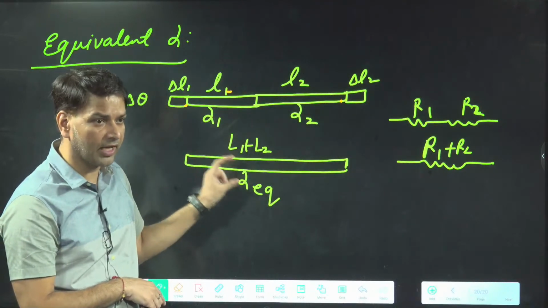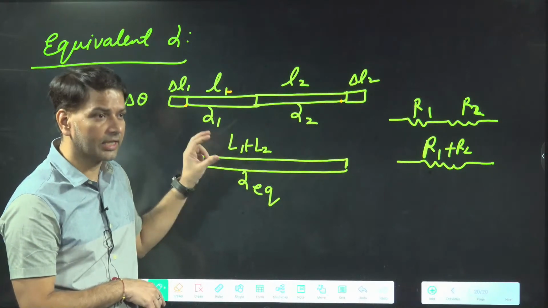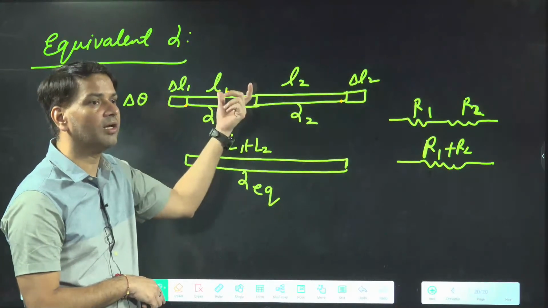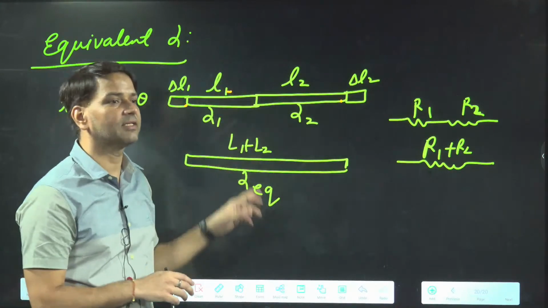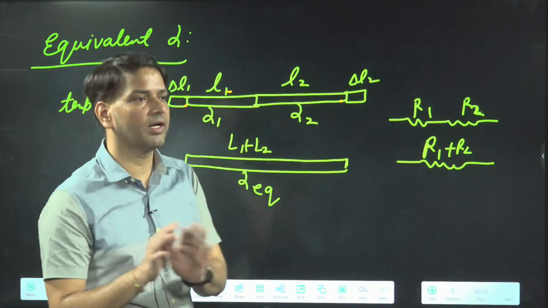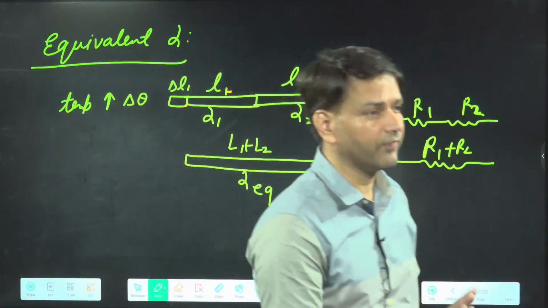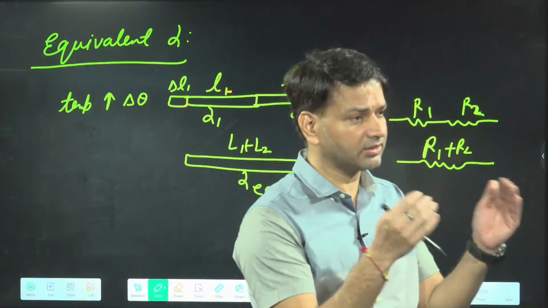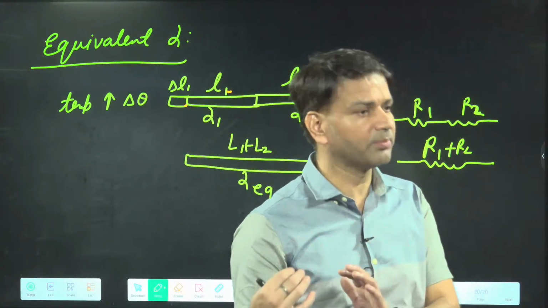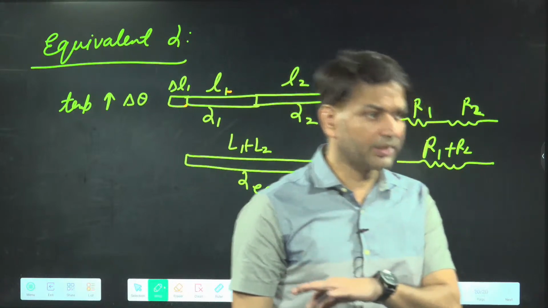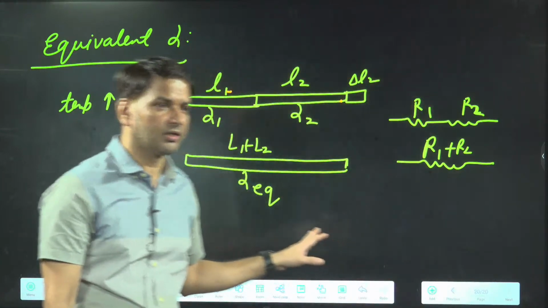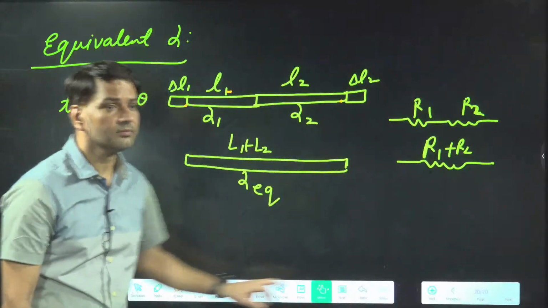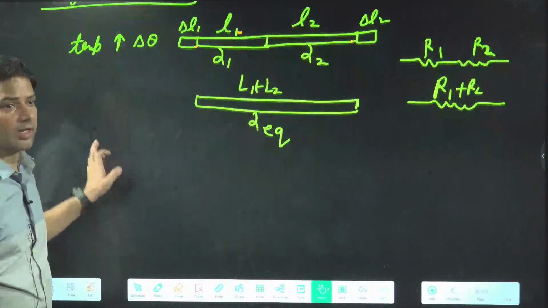When this rod will have equal expansion to the composite rod, then I can say the material alpha is the alpha equivalent. So this is the meaning of alpha equivalent. Means composite rod, whatever it is expanding, the same expansion the single rod must have. Then its material alpha is called the alpha equivalent. Understood? Yes or no?